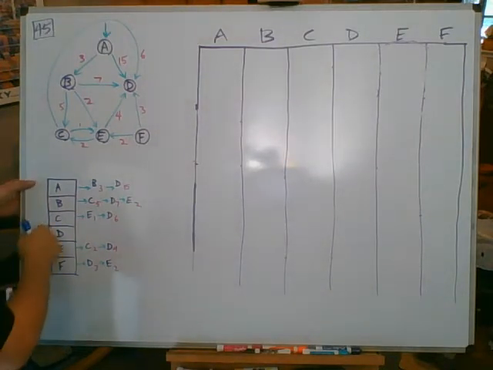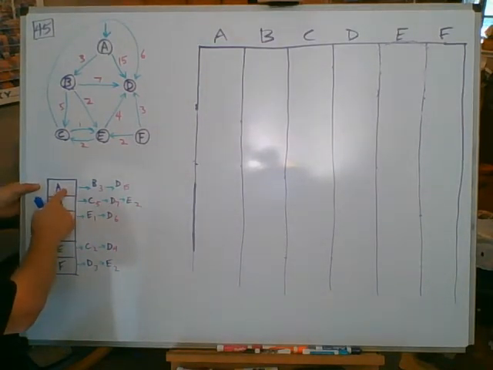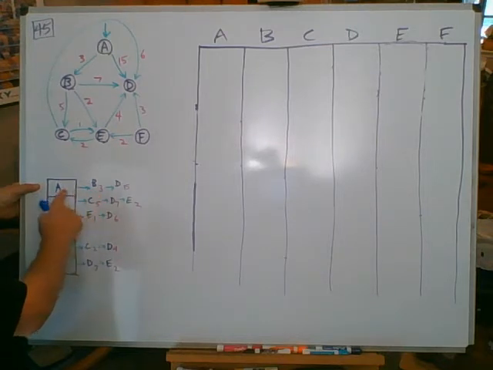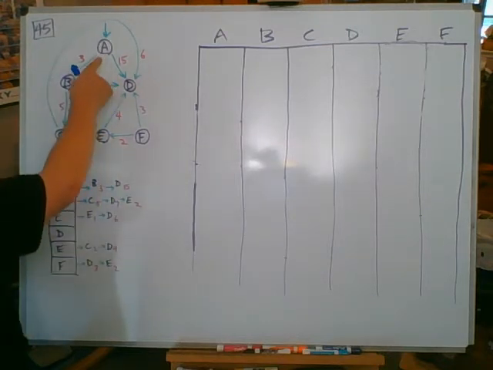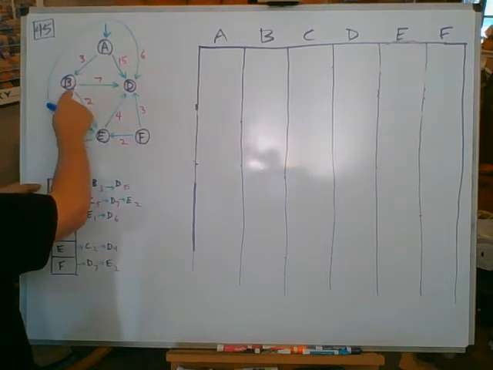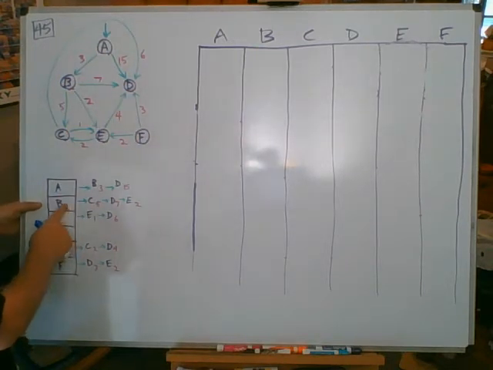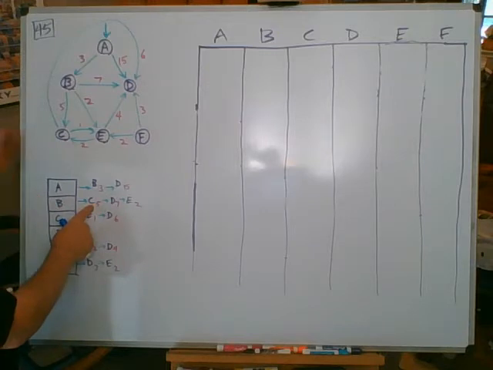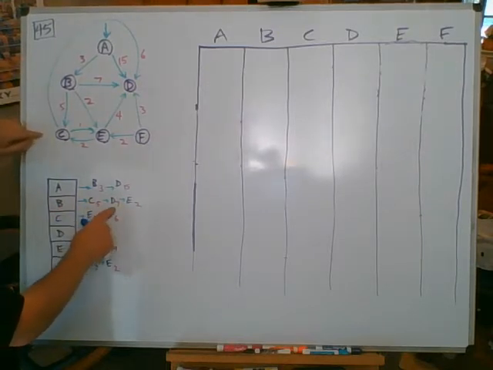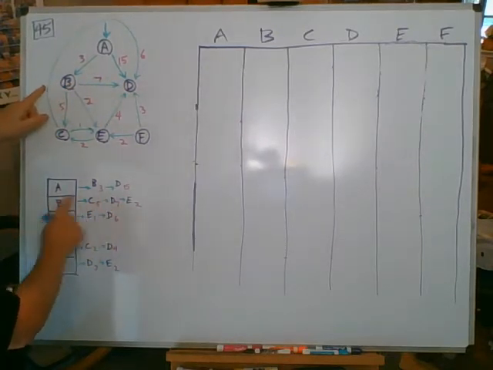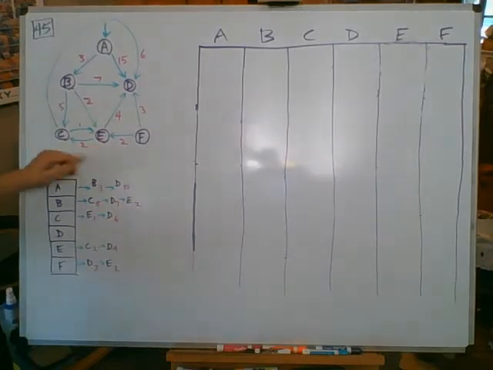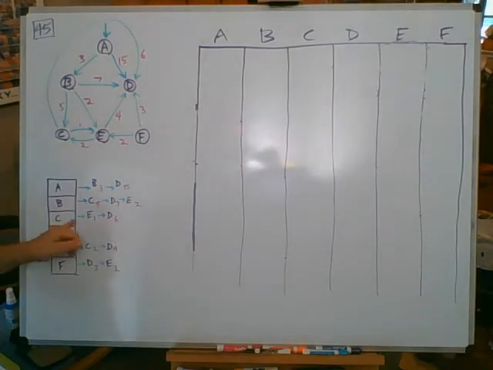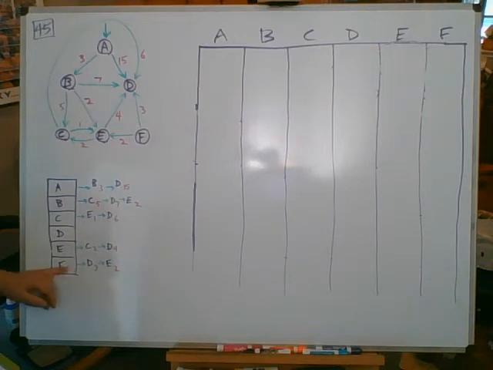It's the same information. Here's node A. This says from A, I could go to B with weight 3 or to D with weight 15. And sure enough, if I look at the graph, from A, I can go to B with weight 3 or to D with weight 15. How about B? B can either go to C with weight 5, or it can go to D with weight 7, or it can go to E with weight 2. Yada, yada, yada. C to E weight 1, C to D weight 6. D doesn't go anywhere. E to C weight 2, E to D weight 4, F to D weight 3, F to E weight 2. Why do I have both?